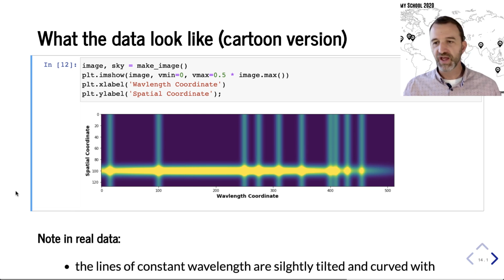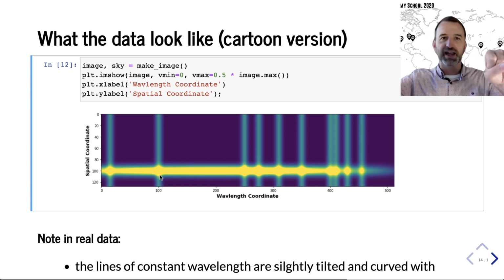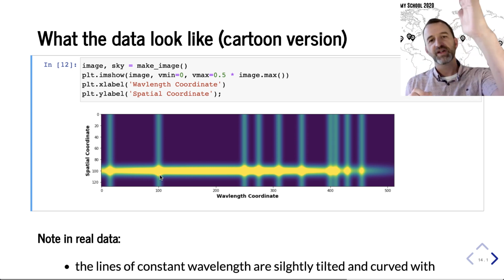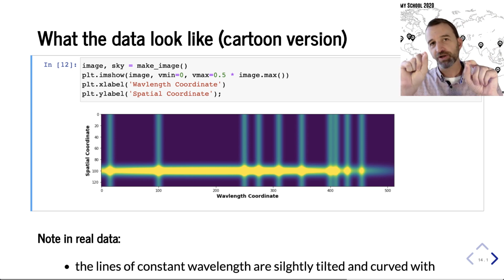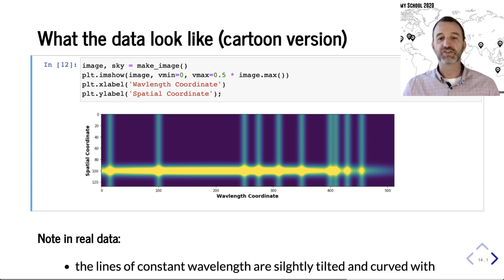I'll just note that if you had real data, so I'm doing this in a cartoon version, so the lines are going straight across like this, and the wavelengths are straight up and down. In real data, the trace is going to be kind of tilted on your detector, and these wavelength lines are going to have some curvature in them. So figuring out where each one of those wavelength bins is as a function of position on your detector is one of the tricky parts, one of the most tricky parts actually, of reducing a spectrum.